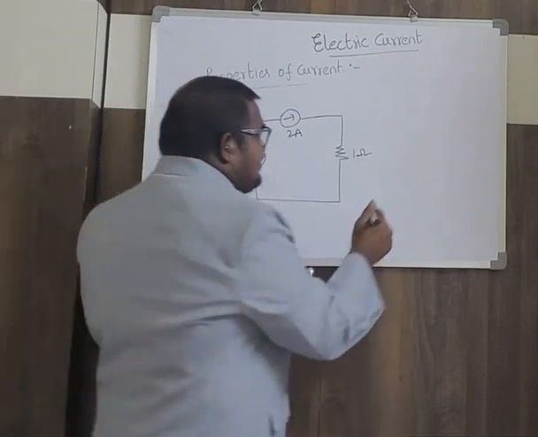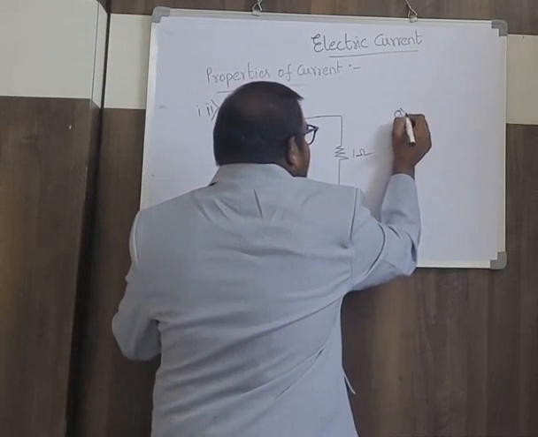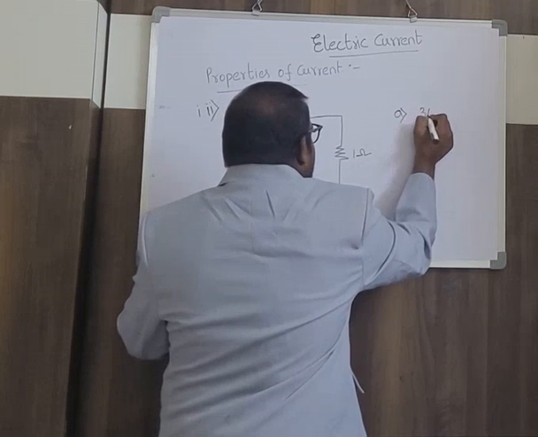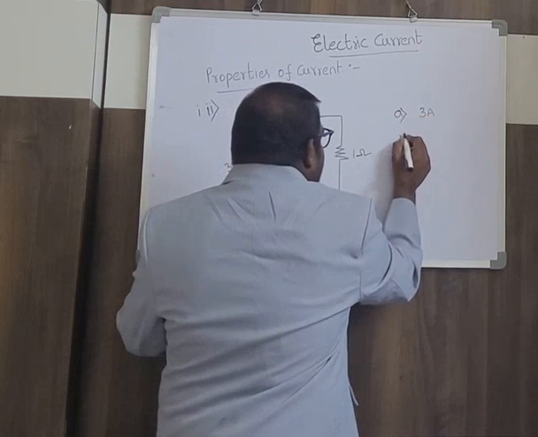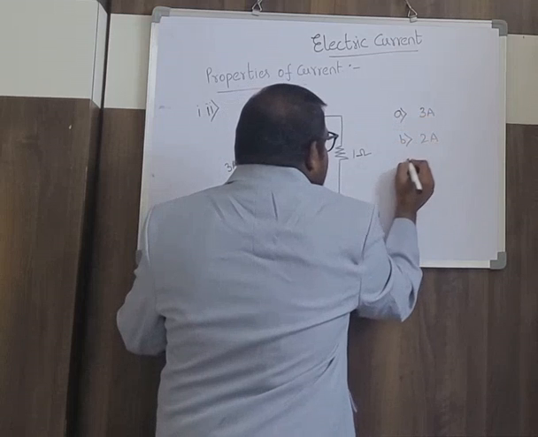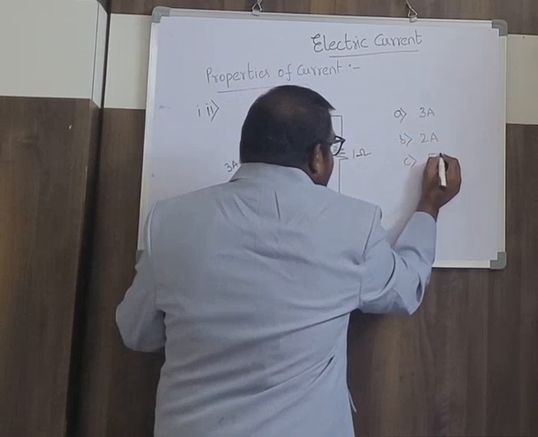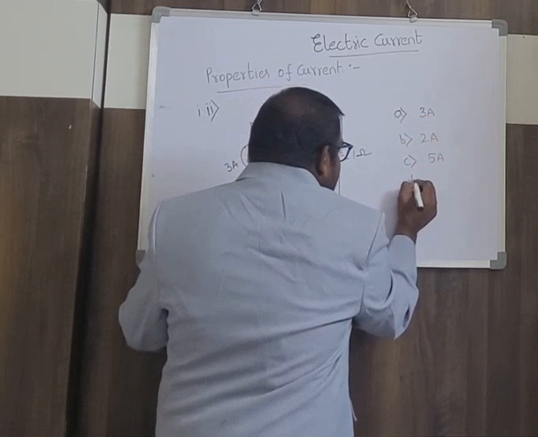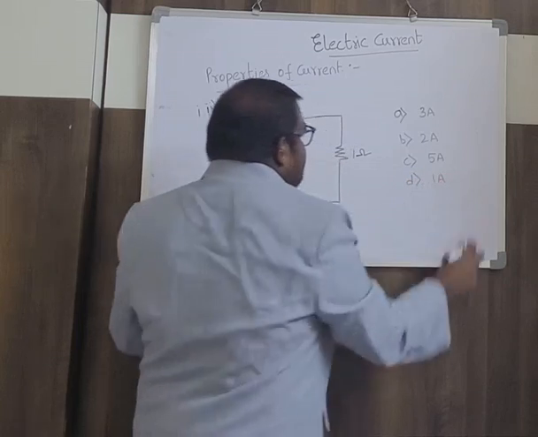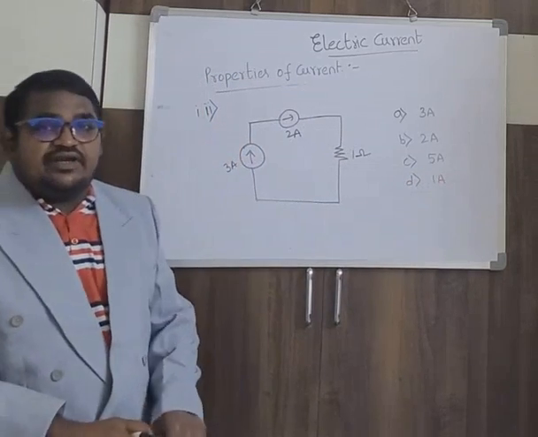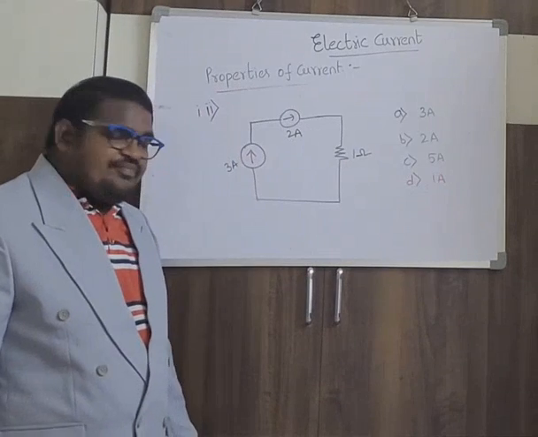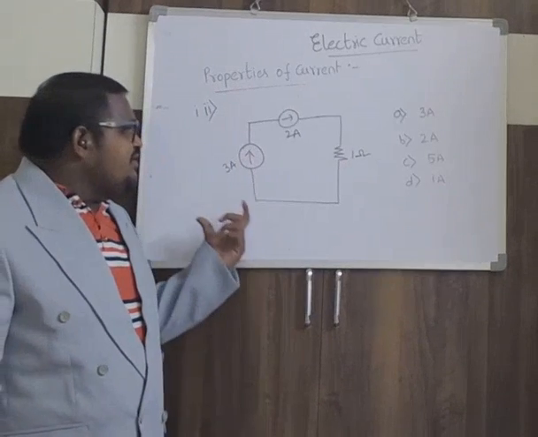He has given the options: 3 amperes, 2 amperes, 5 amperes, 1 ampere. Which is the right answer? Tell me. Which is the right answer here?